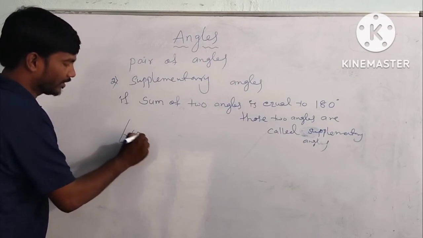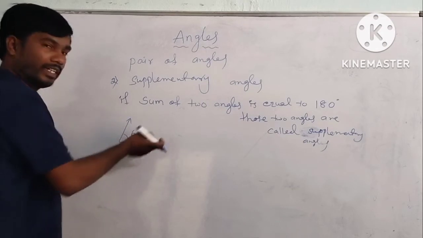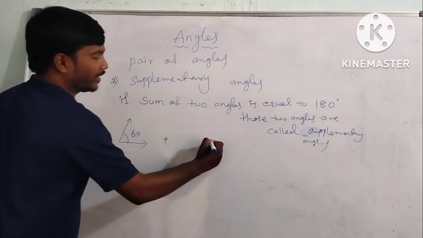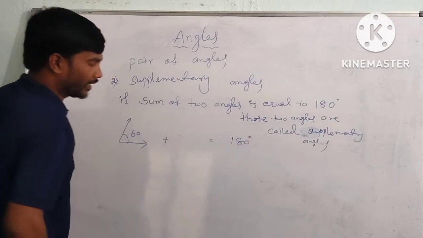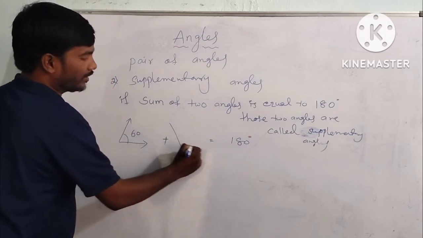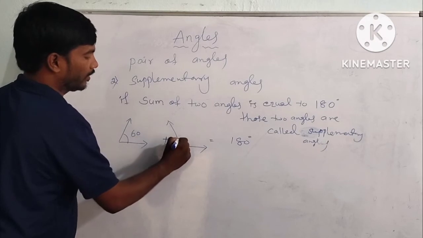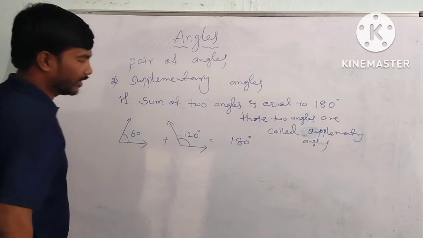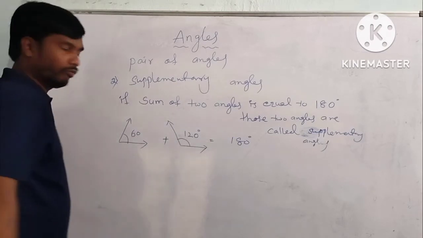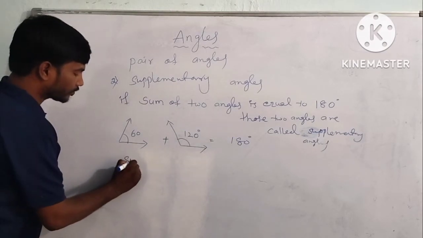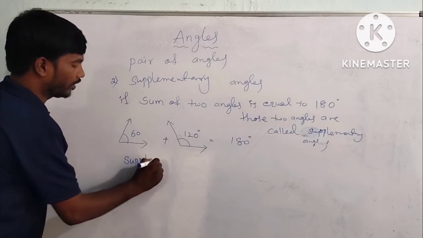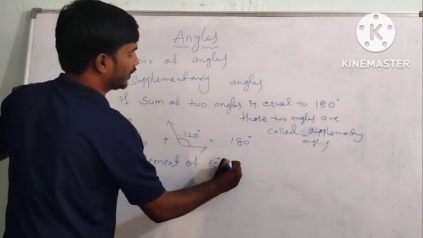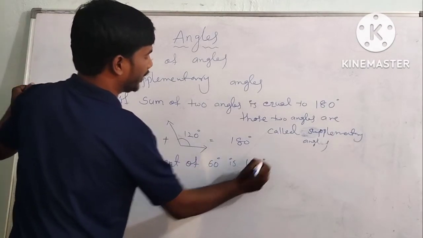Here the first angle is 60 degrees. Then what is the supplement of this 60? 60 plus dash is equal to 180. Here that is an obtuse angle. One is 60 and another one is 120. 60 plus 120 is exactly 180. So here the supplement of 60 degrees is 120 degrees.